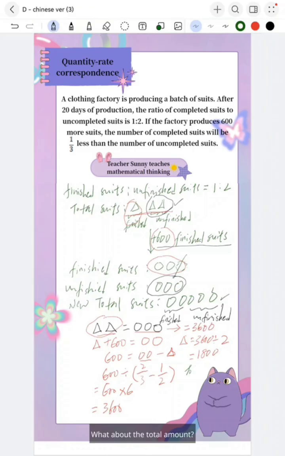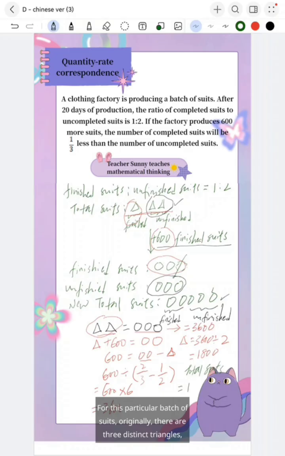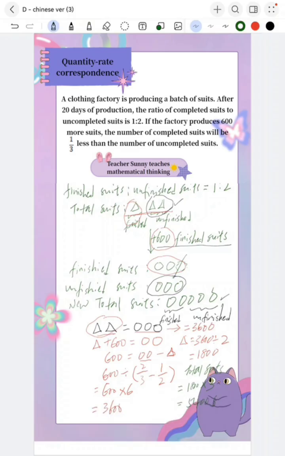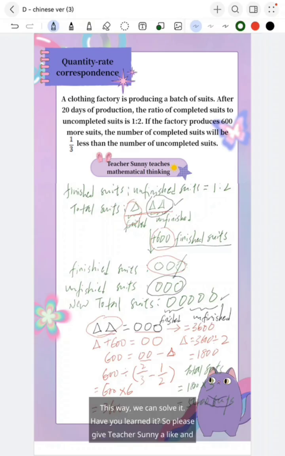What about the total amount? For this batch of suits originally, there are 3 triangles, which means 1,800 times 3 triangles equals 5,400 suits. This way we can solve it.